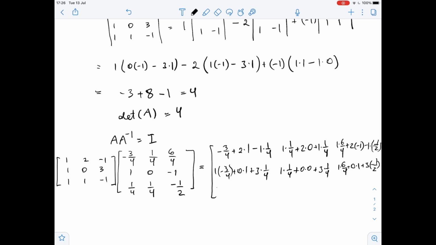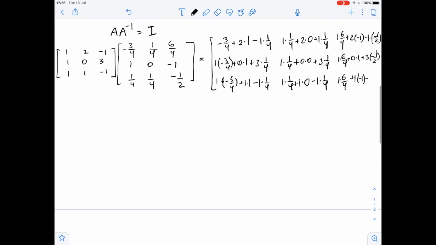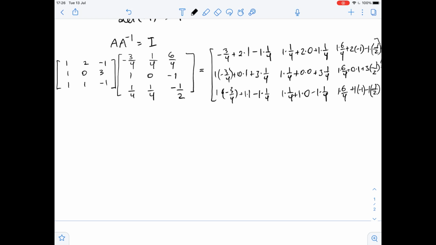The next row we get 1 times negative 3/4 plus 1 times 1 minus 1 times 1/4. 1 times 1/4 plus 1 times 0 minus 1 times 1/4, and 1 times 6/4 plus 1 times negative 1 minus 1 times negative 1 over 2. And this equals, let's do the calculations.